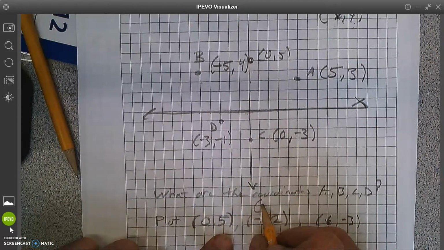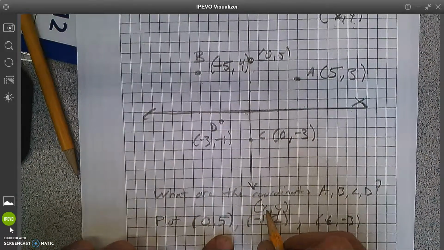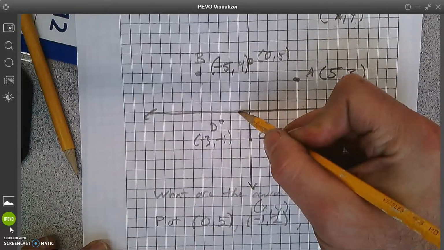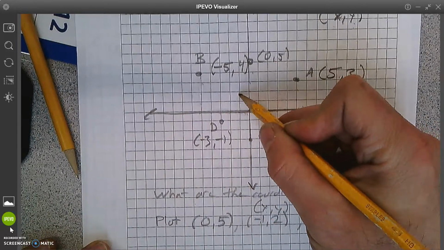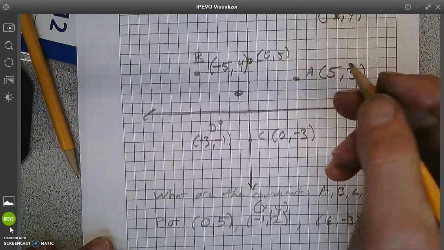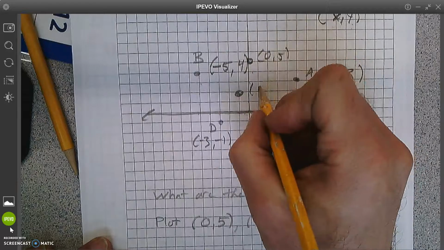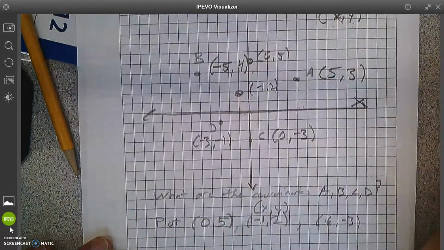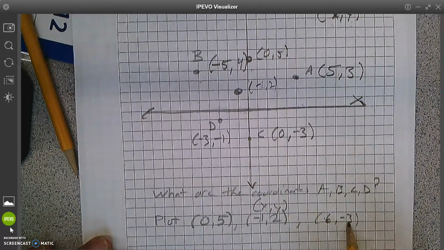-1, 2. Remember, we always go X, then Y. We go left and right first. So -1, 1, 2. Nice. So -1, 2. Last one, 6 and -3.